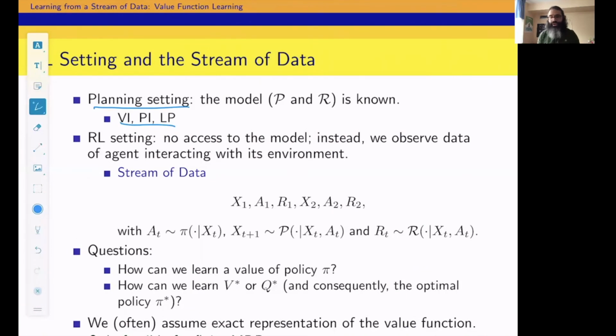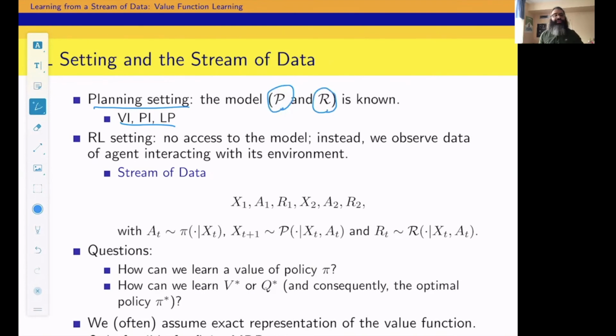linear programming. But then we actually care about the reinforcement learning setting, which is when we don't have any access to this model, like we don't know P and R, but instead we only have some data. Now the question is how we can still learn similar things, like the value function of a policy or the optimal value function, and then eventually the optimal policy using data. So what is the form of data? The form of data is a stream of data.